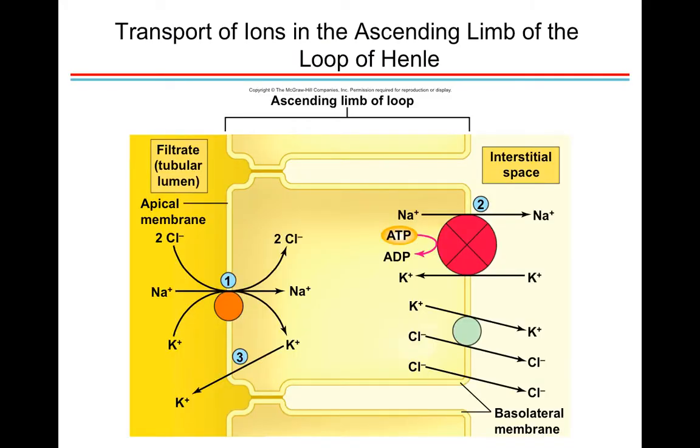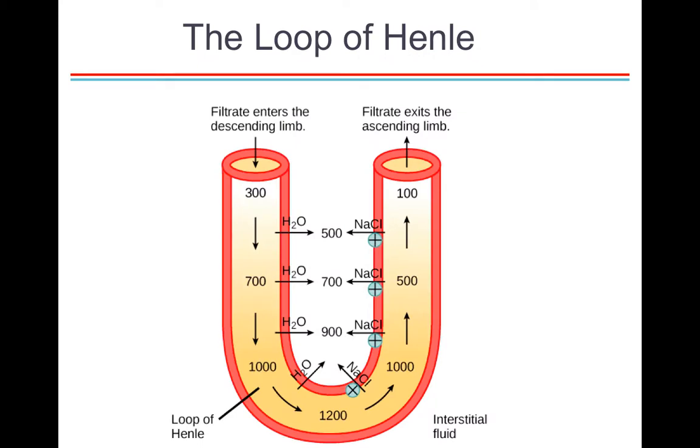And notably, I want to point out that the ascending loop of Henle does not have aquaporins, and it does not allow water to exit the cells. It's only sodium and chloride that can exit the ascending loop. And then in the descending loop, in contrast, there are aquaporins, and this only allows the exit of water. There is no mechanism for the salt to be leaving the cell in the descending loop of Henle.